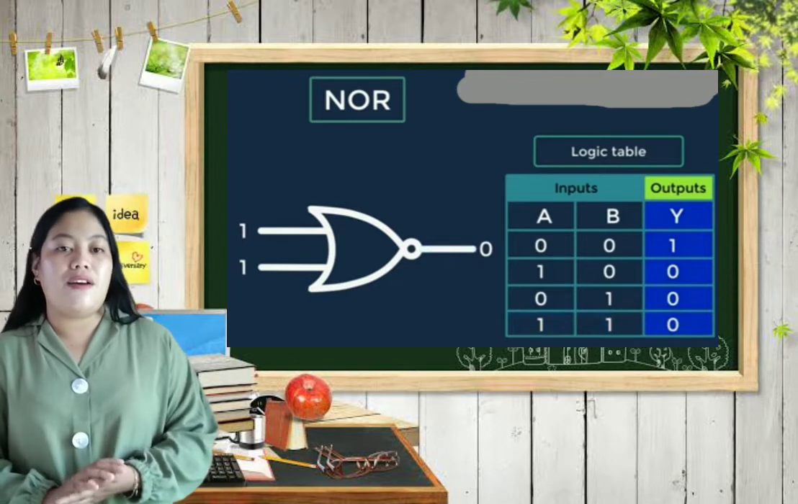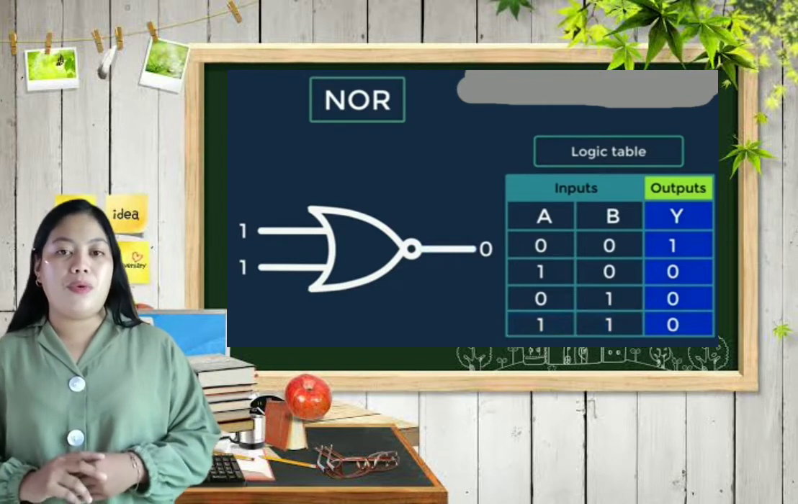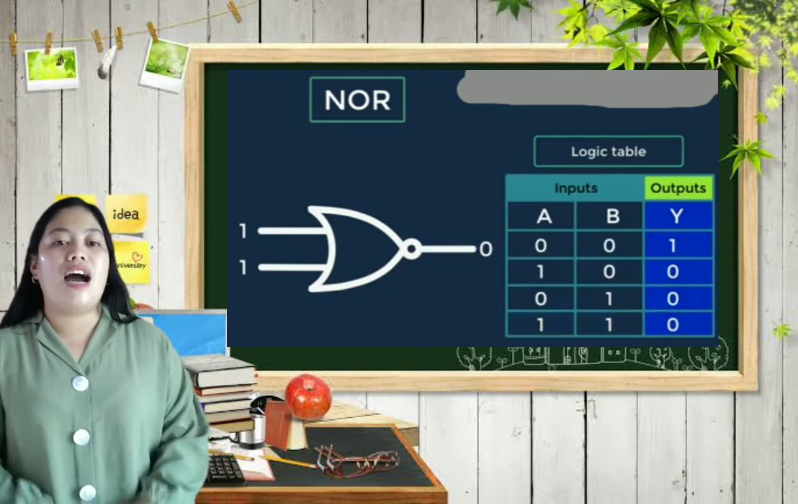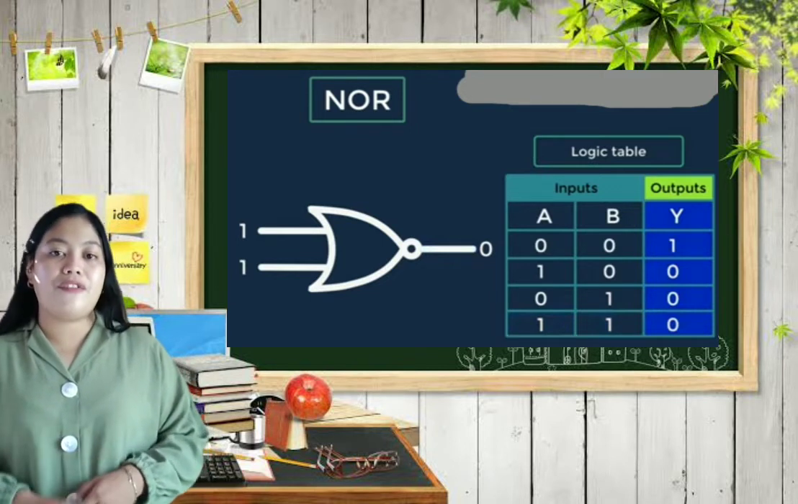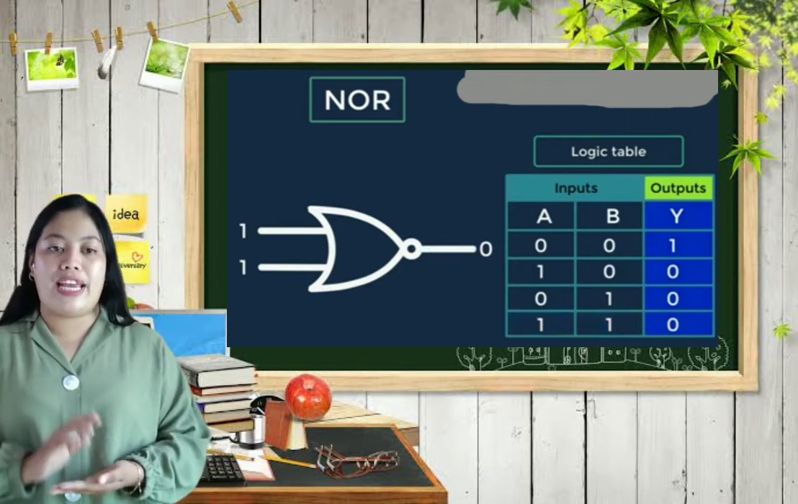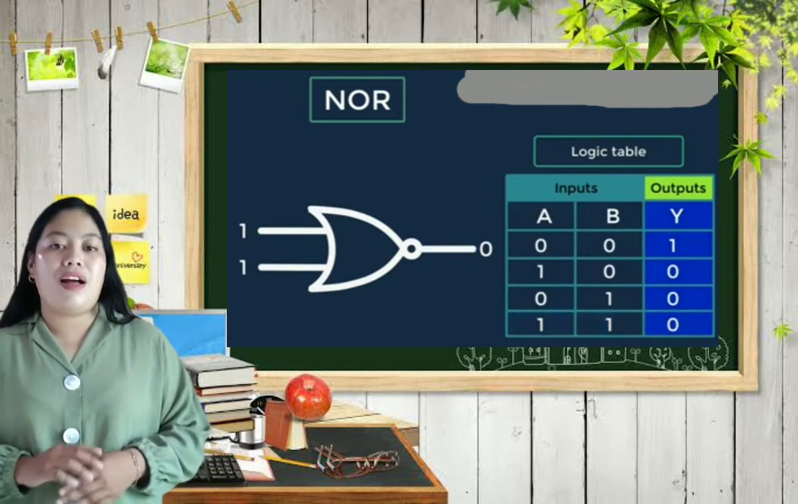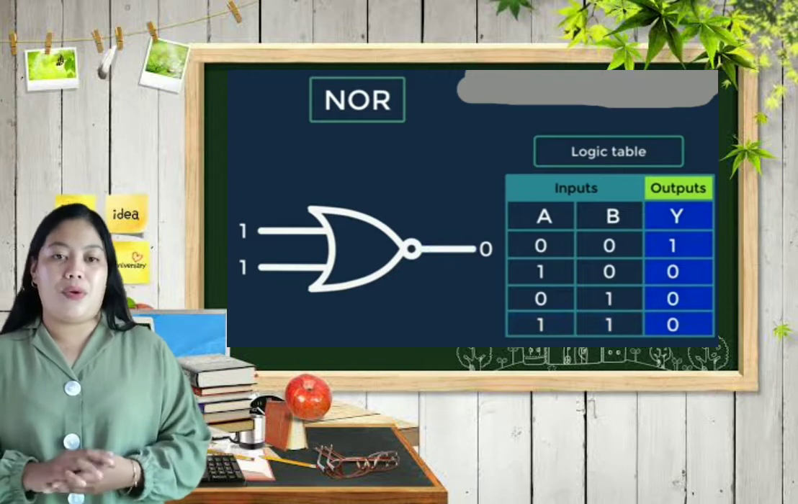The next set of inputs will be A equals 0 and B equals 1. The output of the OR gate with these input signals will be equal to 1. After passing the output of the OR gate through the NOT gate, we will have the final output of 0.